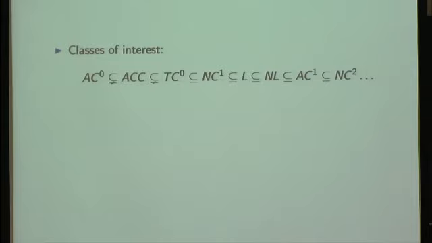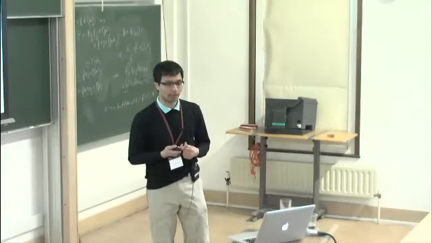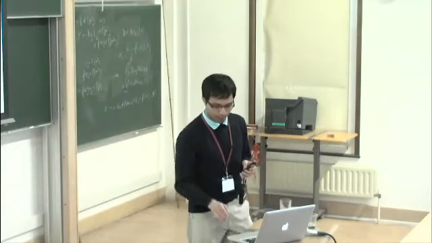So the first part. Here are the classes of interest for this talk. If you are not familiar with the low-level complexity classes, the only acronym that you need to know is AC0. It is the smallest class in this sequence, and when I mention AC0, I mean uniform AC0, which is the class of languages computable by a uniform family of polynomial size, constant depth Boolean circuits.